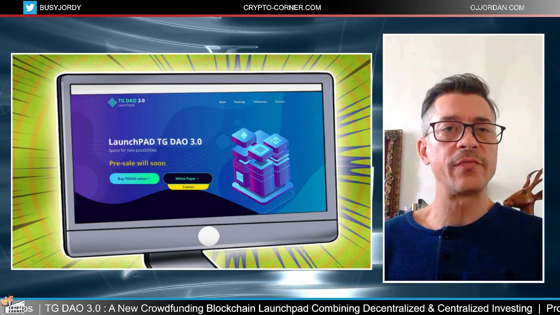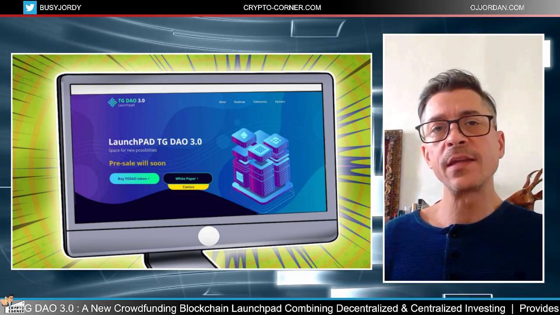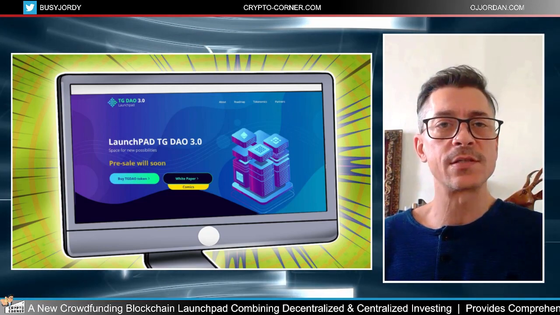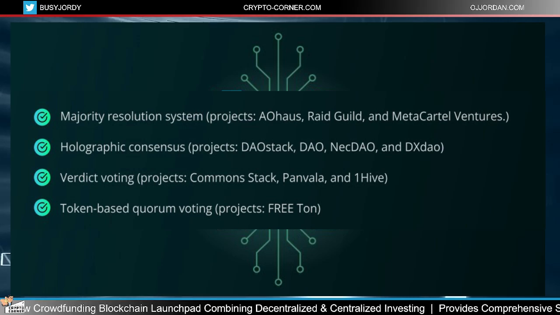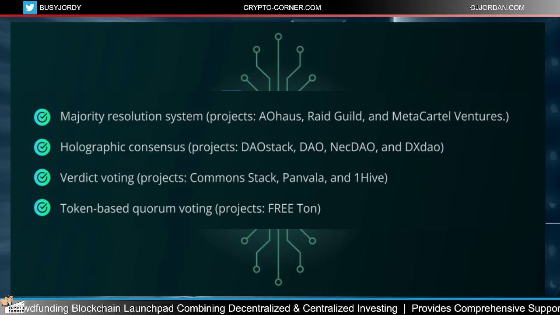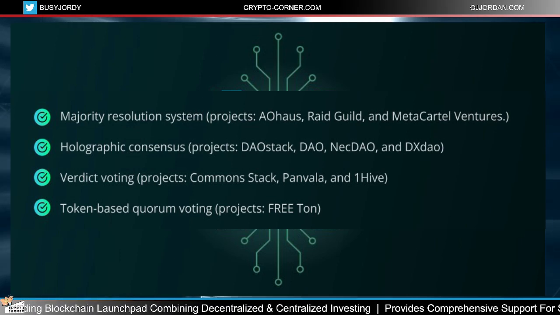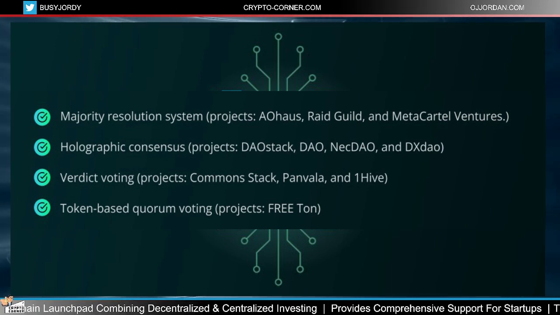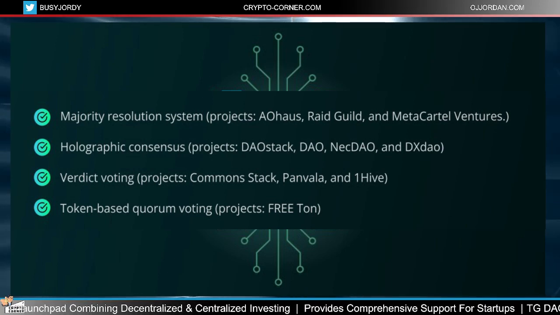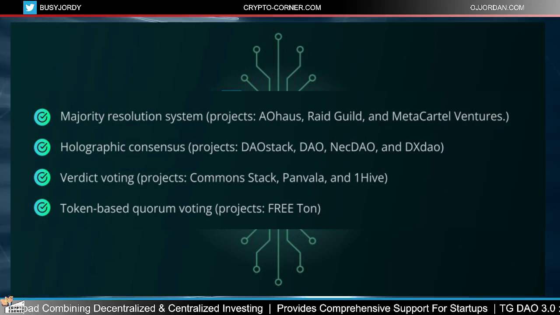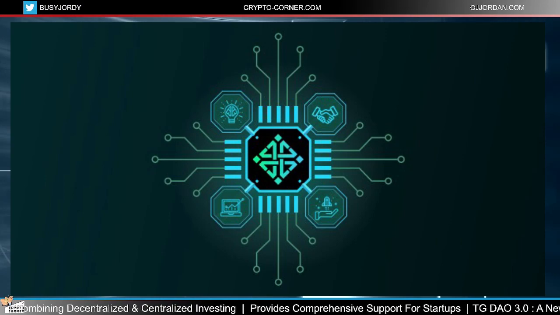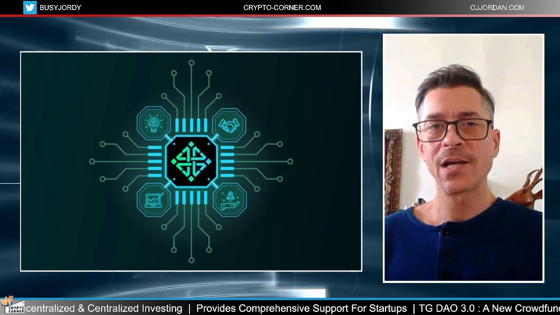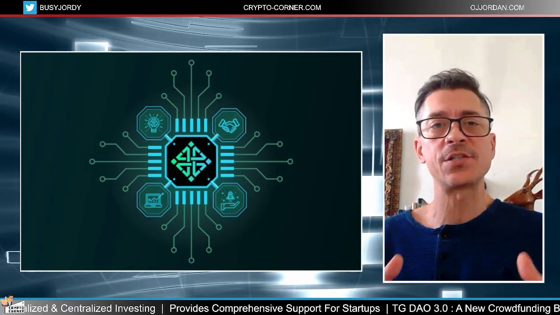Subsequent projects have tried to develop the primary ideas of a DAO. Decision-making methodologies have evolved from the simple majority method to majority resolution system, with projects like Our House, Raid Guild, and Metacartel Ventures. Holographic consensus, projects like DAOstack, NECDAO, and DXDAO. There's also verdict voting with Common Slug, Panava, and One Hive. Freetron is also using token-based quorum voting, and there's also other methods and combinations. So all of these developments can be called the second generation of the DAO, or DAO 2.0. However, this version of DAO cannot yet find a large-scale application.